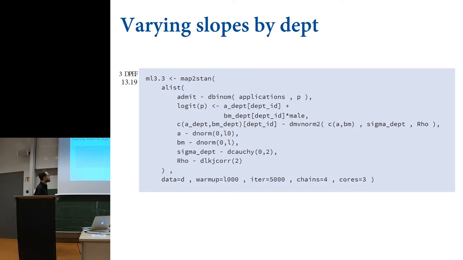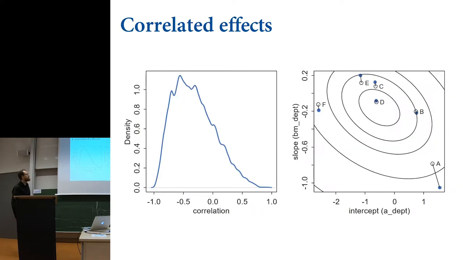It's just what we did before on Wednesday. Run this model. It samples very smoothly. And now what we're going to look at on the left is the posterior distribution of the correlation between the intercepts and slopes. Since it's a correlation, on the horizontal axis the possible values are between minus 1 and 1.